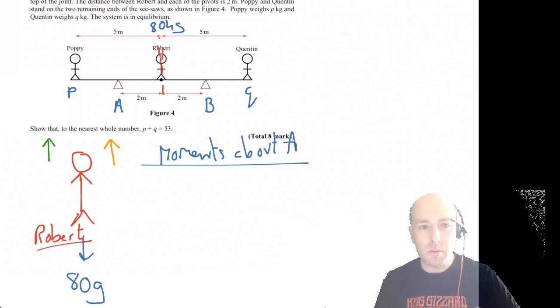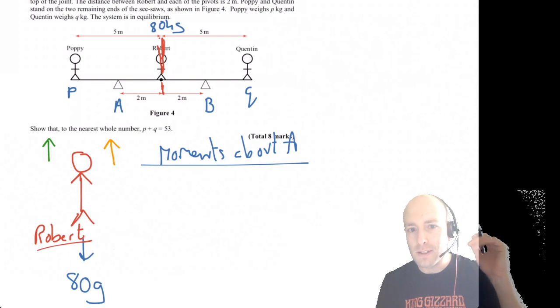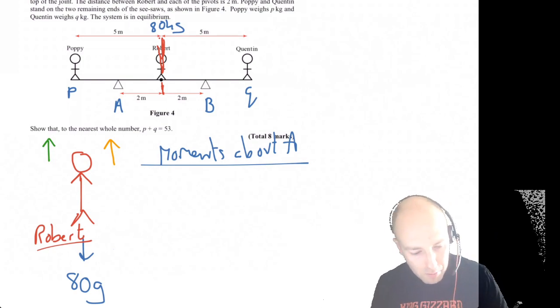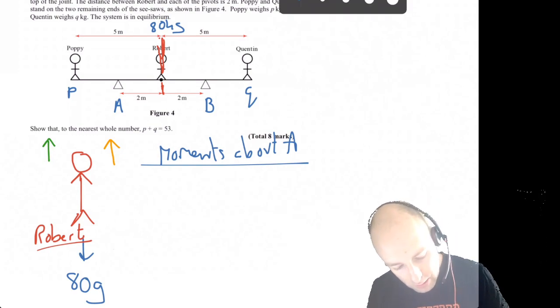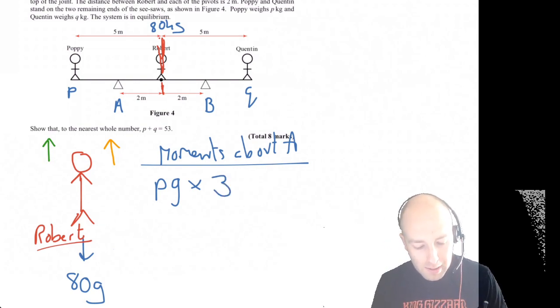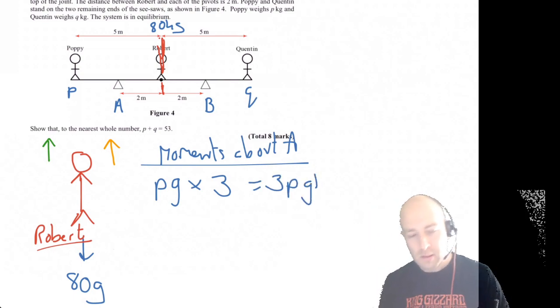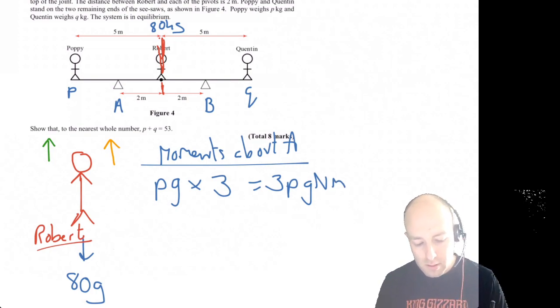So we're kind of splitting this in the sides. We're imagining that Robert's weight isn't doing anything to the seesaw. He's basically just stopping it from moving. So Poppy employs a moment of PG times 3, which means that's a moment of 3PG newton meters. That must be the same moment on the other side as well.